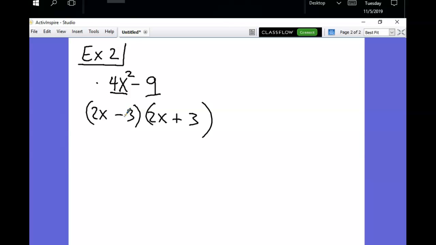Do you want to do that? Yeah, the practice. Okay, thank you for asking, because I would have just kept going. All right, how about we do 25x squared minus 36? This will be a student practice too. See if you guys can factor that one.